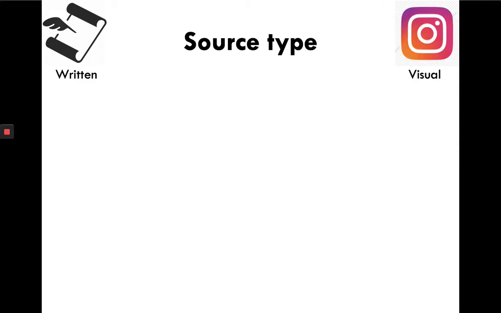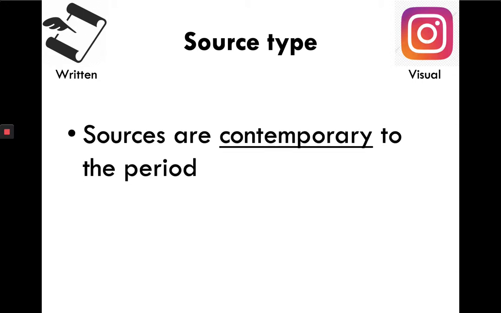Secondly, the source type. Now, interestingly, people often find the visual source harder than the written source, which I'll come on to in a later video. But one way to make sure that we understand how to answer the source question is making sure we're aware that sources are contemporary to the period. So the examiner is going to be picking a source that, as we'll see, will support or oppose, but it should be very, very clear because it takes you to the period.